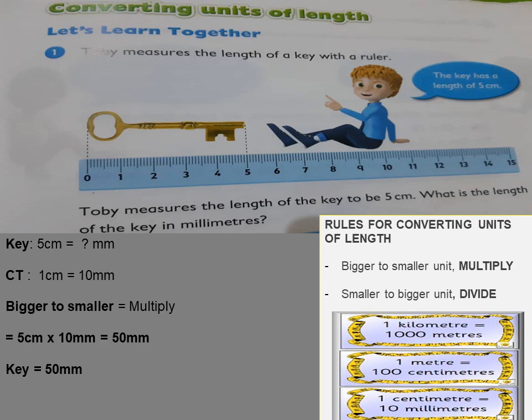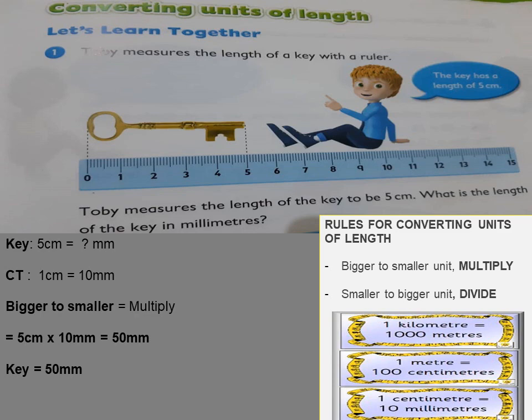Now the second thing you look at: are we converting from bigger to smaller or smaller to bigger? We're converting from centimeter to millimeter. Remember we said a centimeter is bigger than a millimeter. That means we're converting bigger to smaller. What do we do? Multiply. So we multiply 5 centimeters by 10 millimeters and we have 50 millimeters. So the key is 5 centimeters and in millimeters it is 50 millimeters.